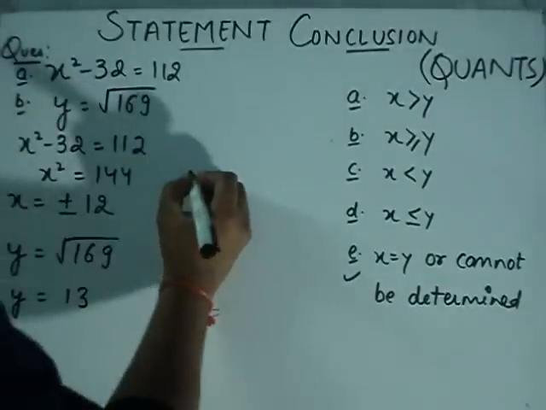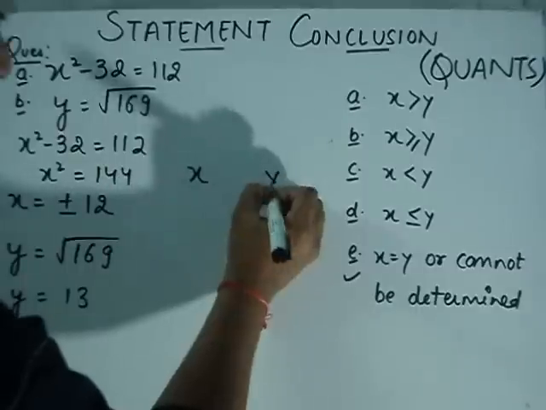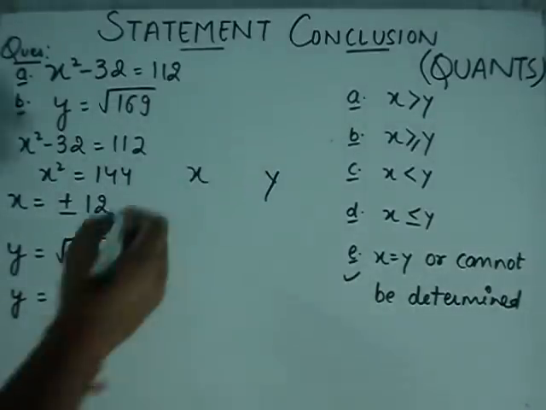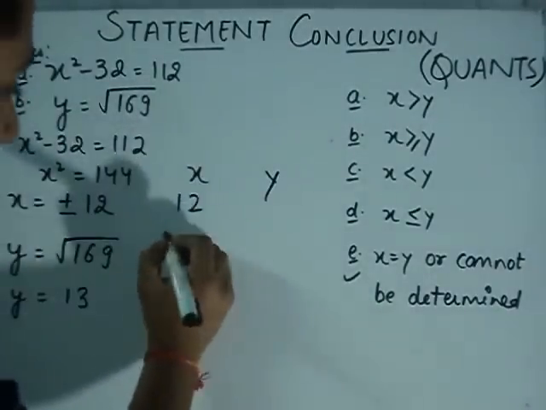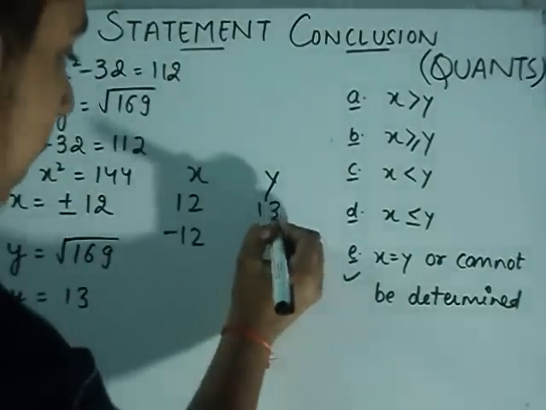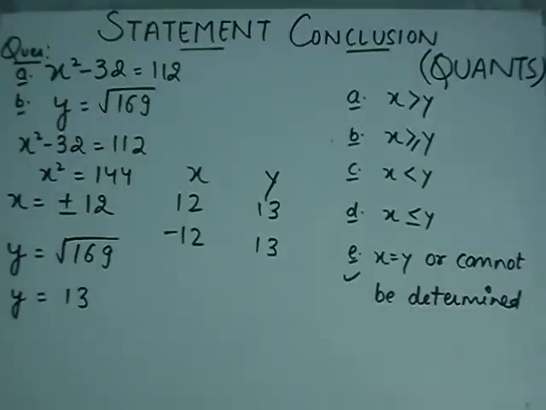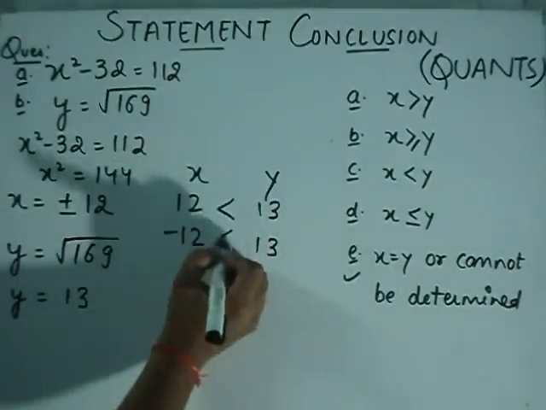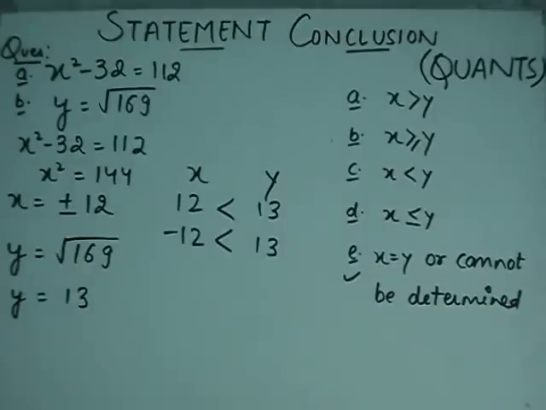Our next step is to create a table like this: for x, 12 and minus 12, and for y, 13 and 13. As you see, these y values in both cases are greater than the x values. So it is clearly visible that our answer would be A.